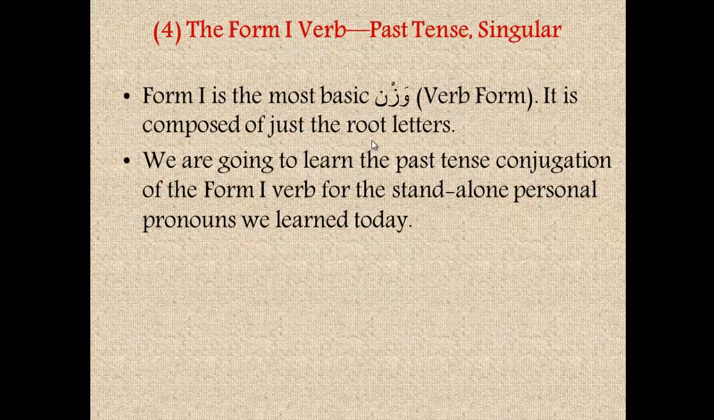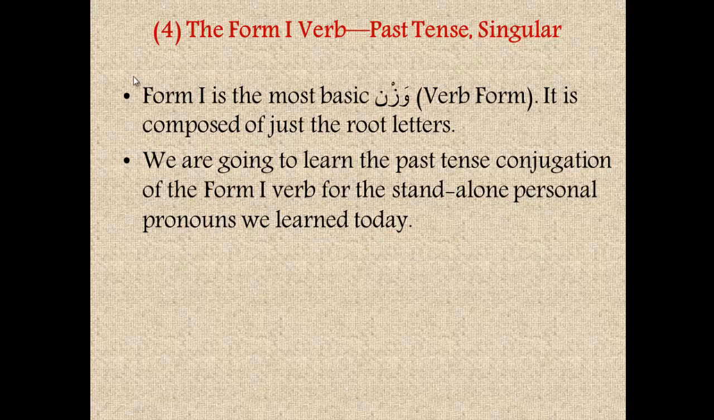Topic number 4, finally. In this particular section, we are going to learn formally how to conjugate verbs in the past tense. We will be using the form 1 verb. Form 1 is the most basic wazn. It is composed of just the root letters. And we are going to learn the past tense conjugation of the form 1 verb for the standalone personal pronouns that we learned today. If you remember, standalone personal pronouns are called ad-Damaa'ir al-munfasila.